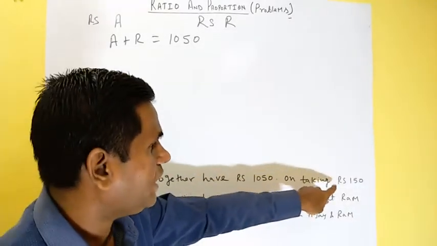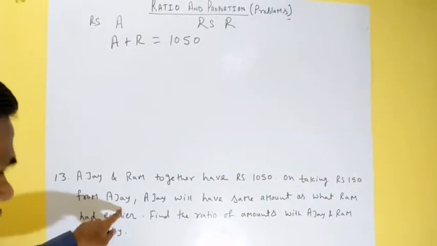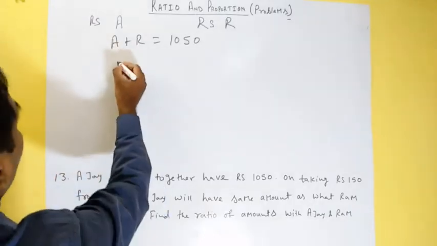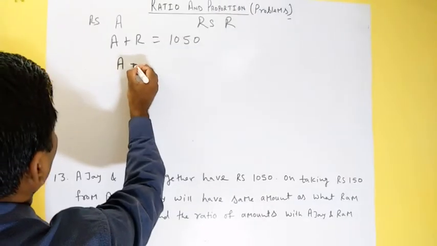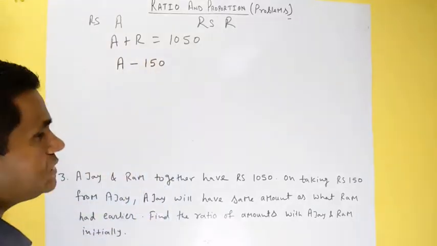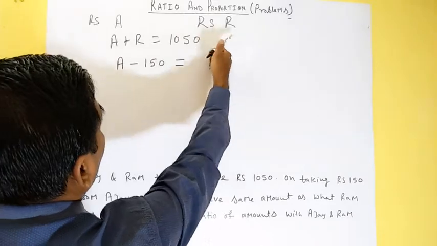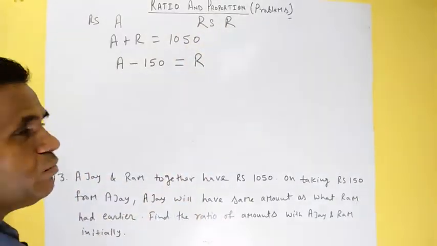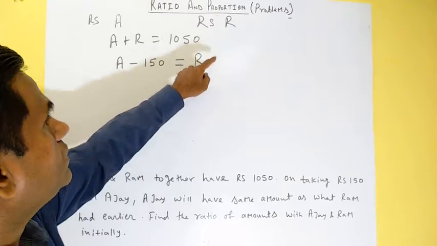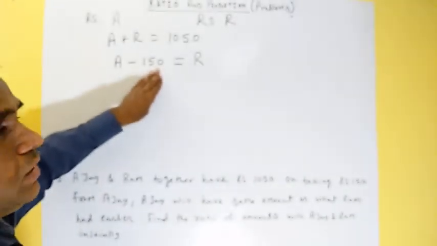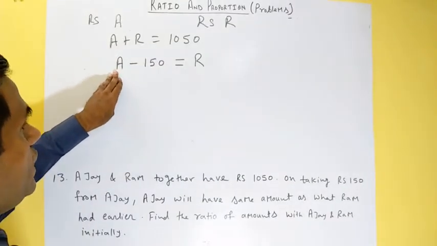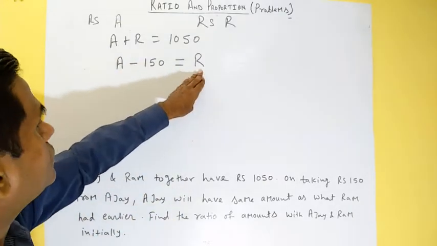What it says, on taking rupees 150 from Ajay. Okay, so Ajay has A rupees, right? From here, if we take 150 rupees, Ajay will have same amount as what Ram had earlier. So this number will become the amount which Ram had. So how much Ram had? Ram had R rupees, right? So if we deduct 150 rupees from the amount which Ajay has, it will become the amount which Ram has. So we have framed this equation again, right?